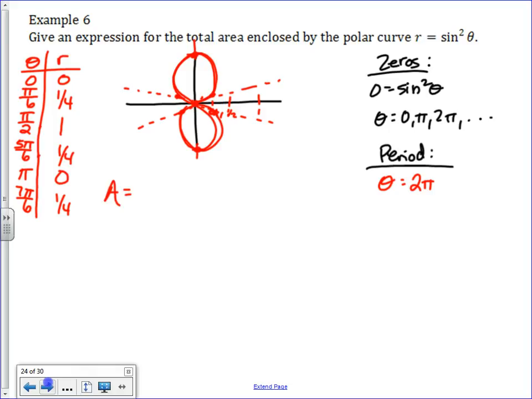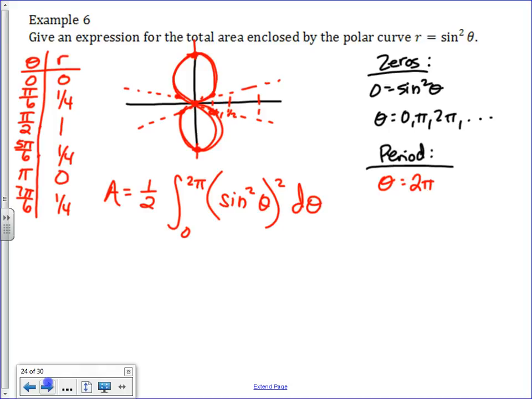Yes, the picture helps, but at the same time, if the period is 2 pi, and I want the whole thing, then what am I going to put in my integral? Yeah, 0 to 2 pi of my sine squared, squared.